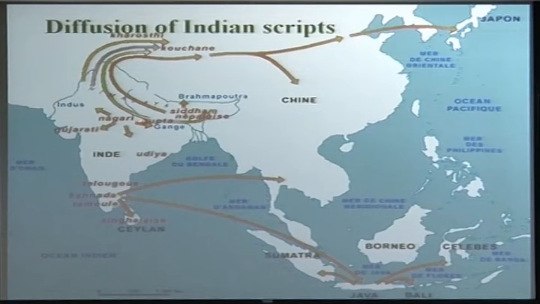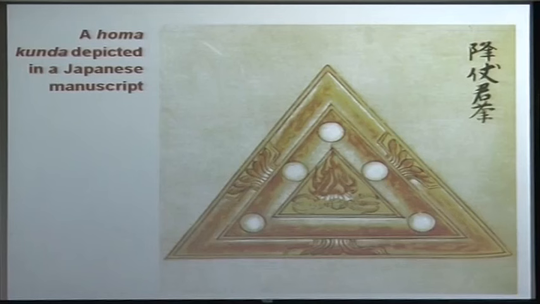So the North Indian scripts, especially the various Brahmi and post-Brahmi, like Nagari, Gupta, Brahmi, and so on, are migrating through China all the way to Japan, where some inscriptions have been found, but then the South Indian scripts migrate into Southeast Asia. So this is also a major contribution from India. We have some presence, of course, in Japan.